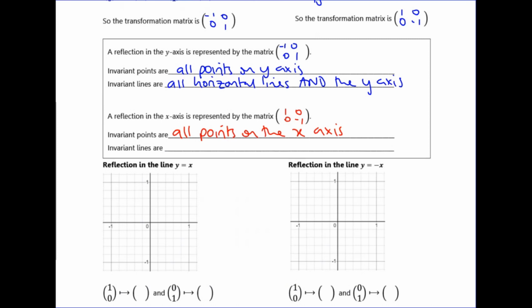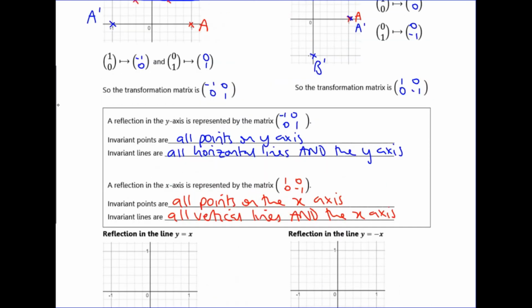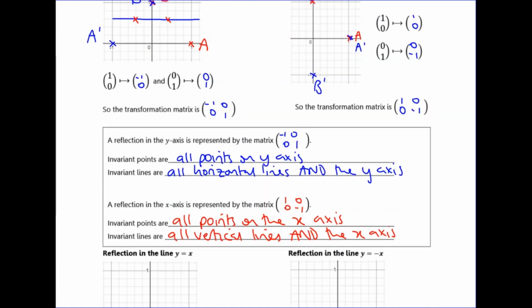And then invariant lines are the lines that don't change when you reflect them in the x-axis. So this is all vertical lines and the x-axis itself. So when you're reflecting in the x-axis, any vertical line here, if you reflected it, it would look exactly the same. And any point on the x-axis, if you reflect that in the x-axis, stays exactly the same.